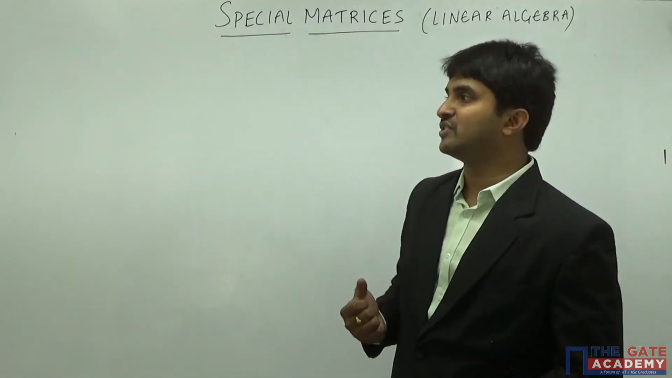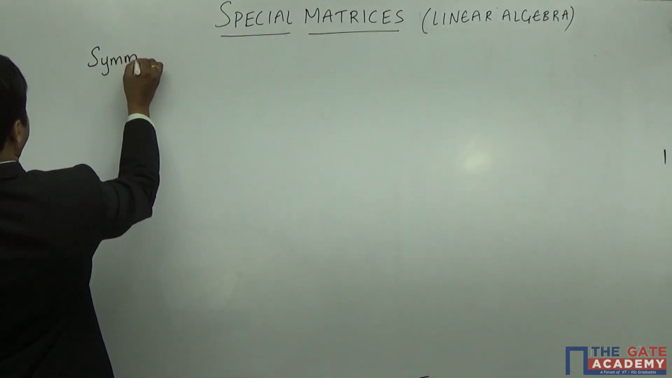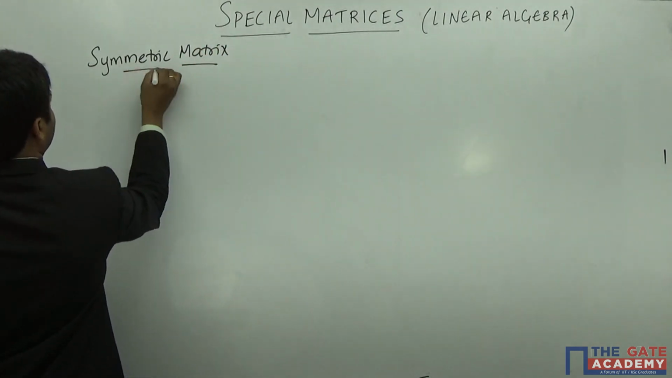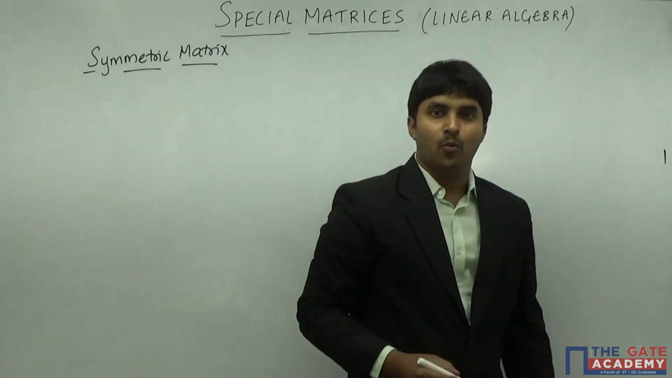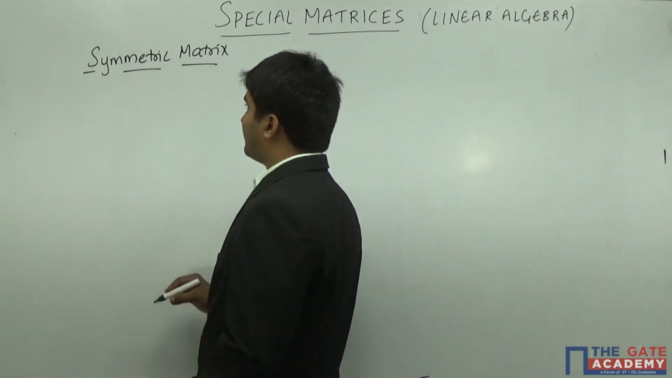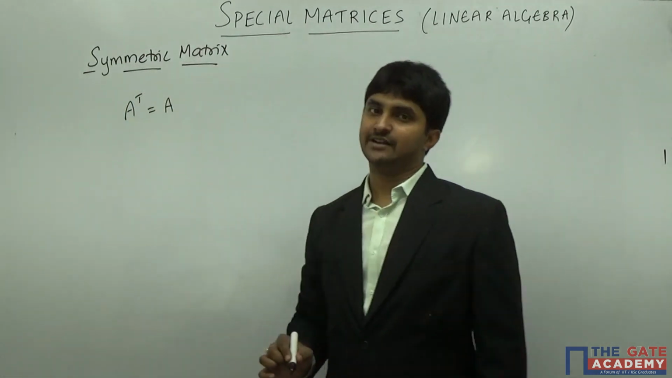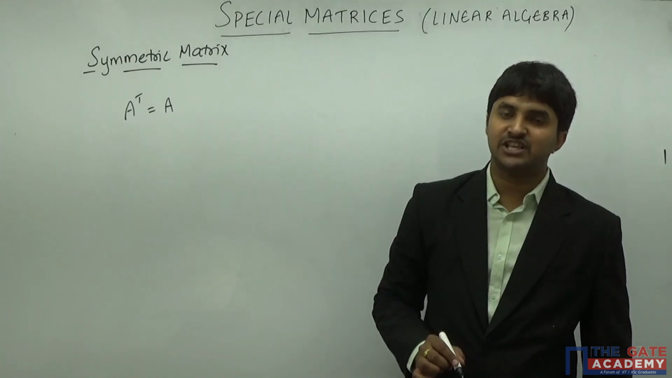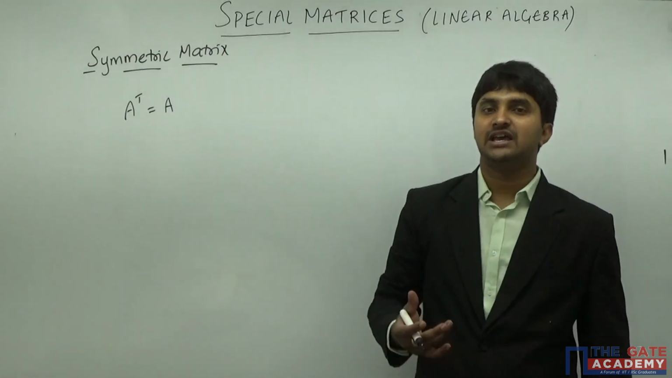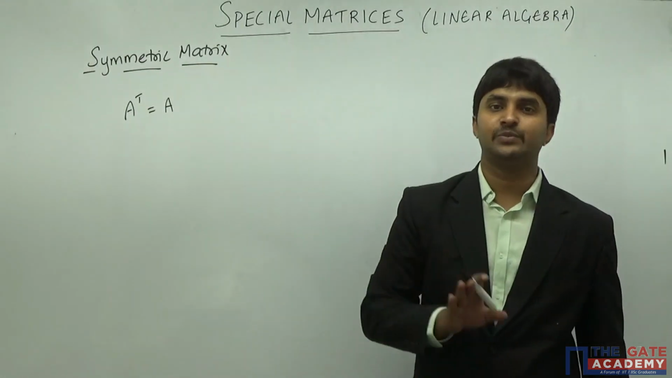So the first matrix that we are going to learn here is a symmetric matrix. What is the meaning of a symmetric matrix? A symmetric matrix is simply a matrix whose transpose is equal to the matrix itself. When the transpose of a matrix is equal to the matrix itself, then we call the matrix a symmetric matrix. A transpose is equal to A, we call it a symmetric matrix.